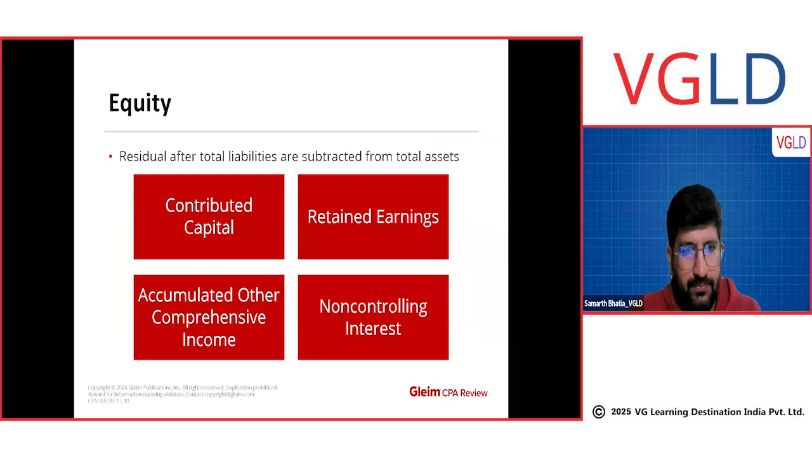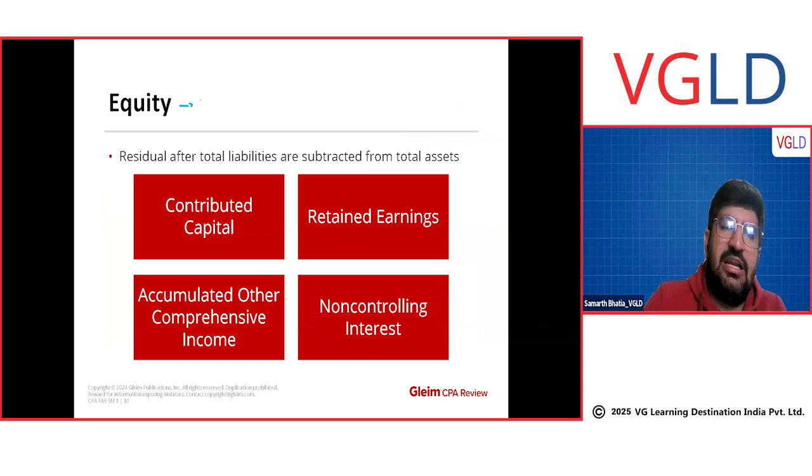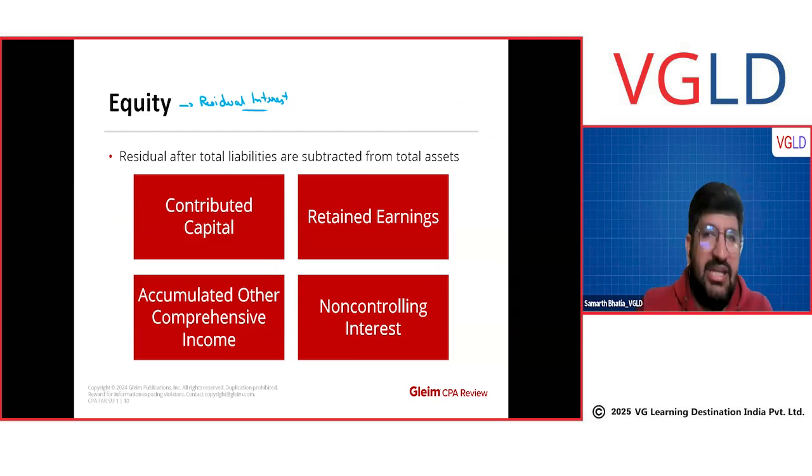Now we are talking about the next thing, the equity side of the balance sheet. Normally the equity is also known as the residual interest in the assets of the company. Residual means remaining interest in the assets of the company. So out of assets, when we pay off the liabilities, whatever is left is the equity interest in the company. So it is a residual after total liabilities are subtracted from the total assets. So we can also say equity is equal to assets minus liabilities.